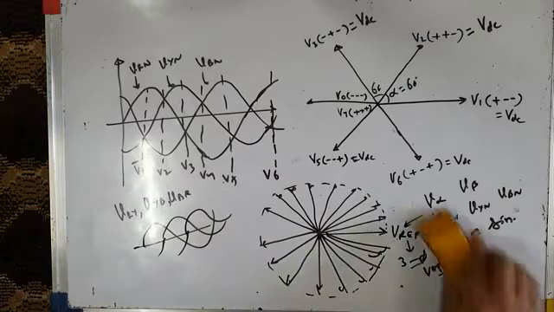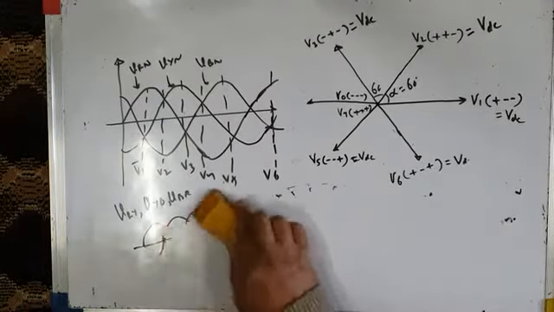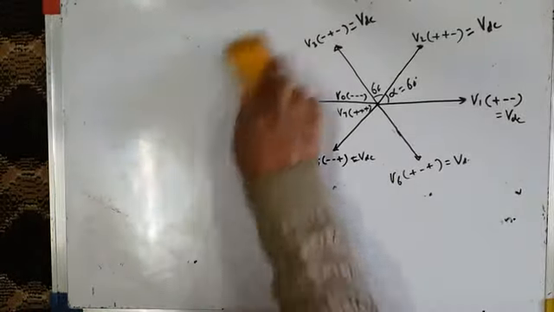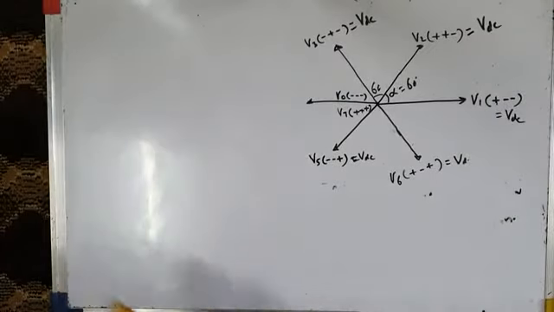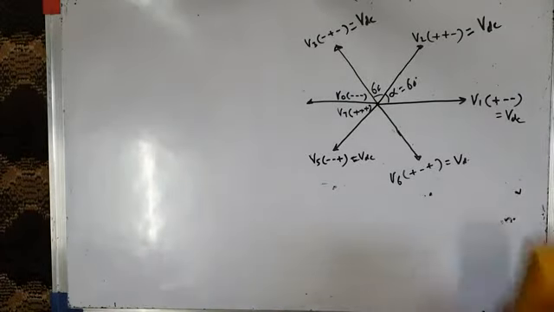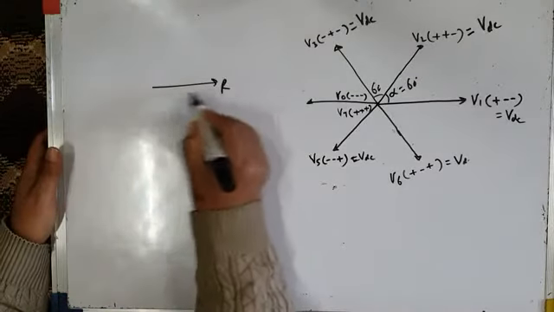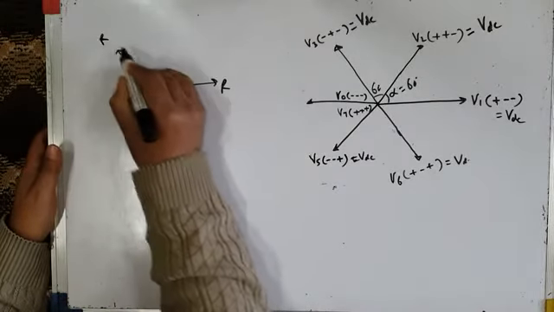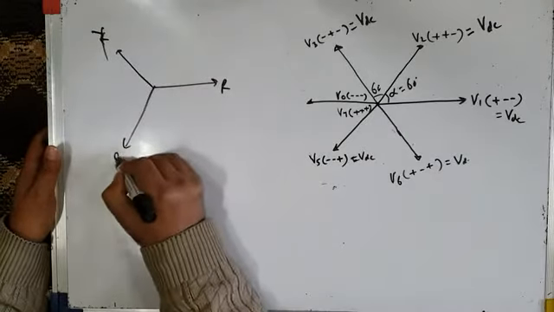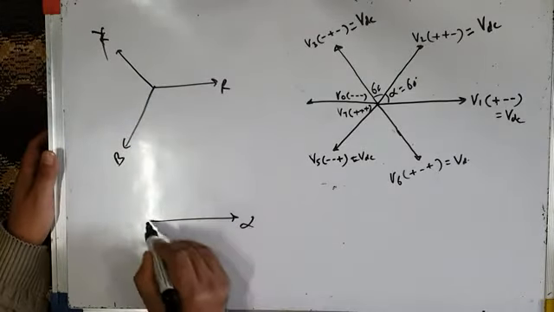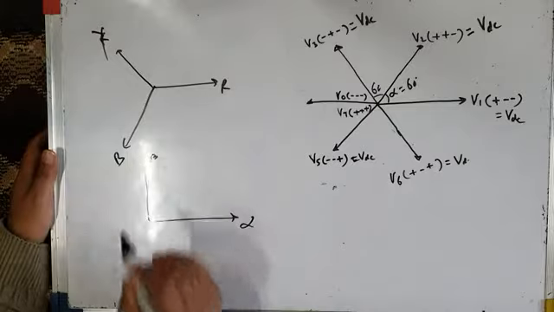Now the question is how to generate this rotating reference frame. This rotating reference frame is analogous to your revolving magnetic field in a 3-phase induction motor, because in a 3-phase induction motor, if you remember, we had 3 phases, phase R, phase Y and phase B, or in the alpha beta reference frame, this was the alpha axis, beta axis.